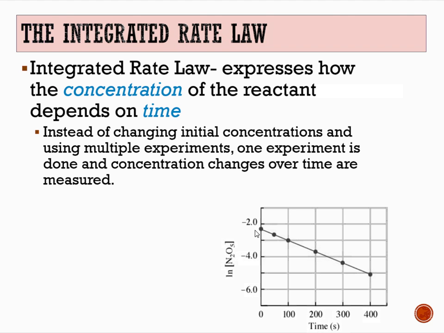Integrated rate law expresses concentration as a function of time. So instead of changing initial concentrations and using multiple different experiments to see rate, we're doing one experiment and measuring how concentrations change over time. And this is just an example of what that graph looks like. It's not too different from what we see in the Pogmelon reaction rates, where we see concentration over time. This one happens to be a straight line, and we'll explain why in a future slide.